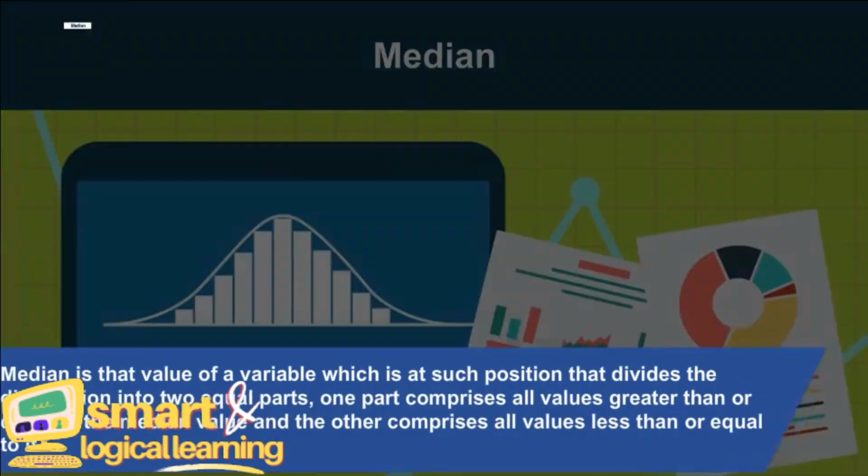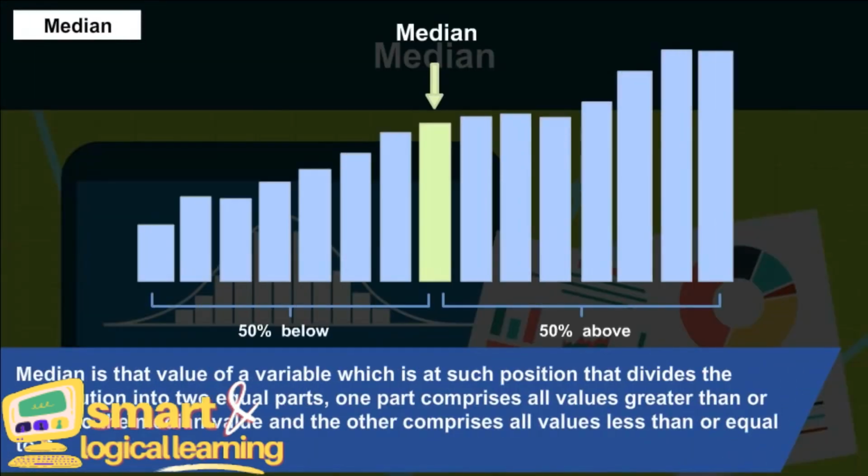Median. Median is that value of a variable which is at such a position that divides the distribution into two equal parts. One part comprises all values greater than or equal to the median value, and the other part comprises all values less than or equal to it.